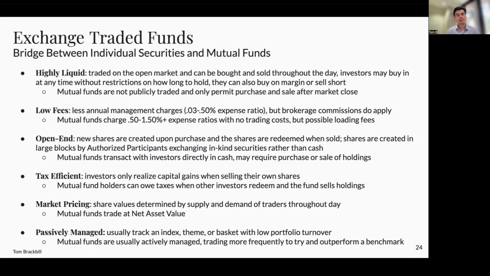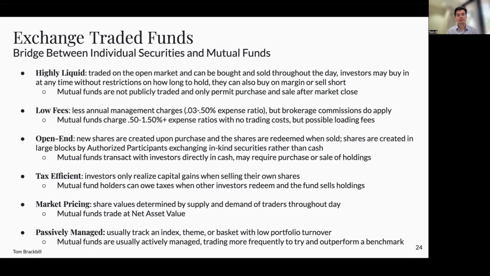Next, the pricing. Exchange traded funds are priced at the market share. Share values are determined by supply and demand of traders throughout the day and are influenced by the stock market. Whereas mutual funds just trade at the net asset value and don't worry about these fluctuations for the most part.